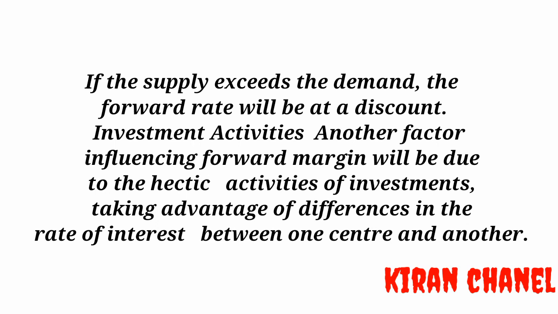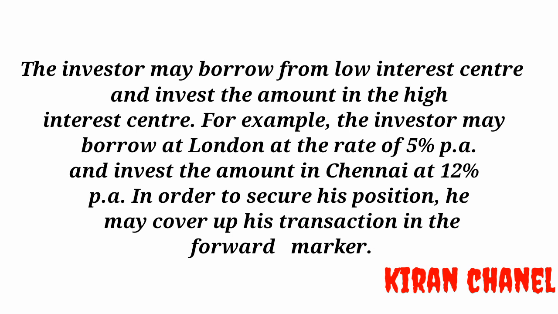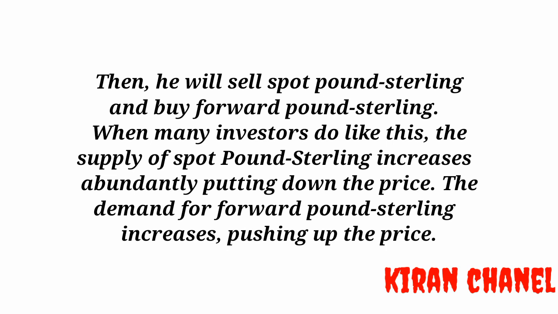Investment activities. Another factor influencing forward margin will be the hectic activities of investment, taking advantage of differences in the rate of interest between one center and another. The investor may borrow from a low interest center and invest the amount in a higher interest center. For example, the investor may borrow in London at the rate of 5% per annum and invest the amount in Chennai at 12% per annum. In order to secure his position, he may cover the transaction in the forward market. Then he will sell spot pound sterling and buy forward pound sterling. When many investors do like this, the supply of spot pound sterling increases abundantly, putting down the price. The demand for forward pound sterling increases, pushing up the price.